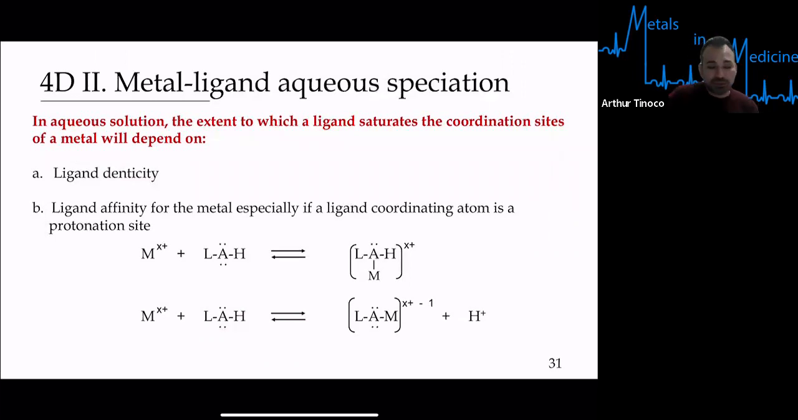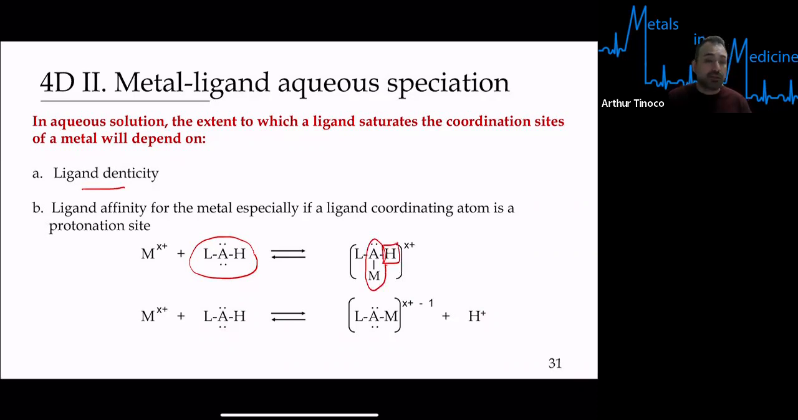One of those is going to be the actual denticity of the ligand, so the chelation capability of the ligand itself. And then you also have the ability of the ligand to bind to the metal and whether or not that ligand has a protonation site. So for instance, there are a number of ligands that have atoms that are also sites of protonation that can actually result in dissociation of the proton. So you might have a situation where, depending on the metal, the atom of the ligand will coordinate to the metal, but also still retain the proton bound to it.